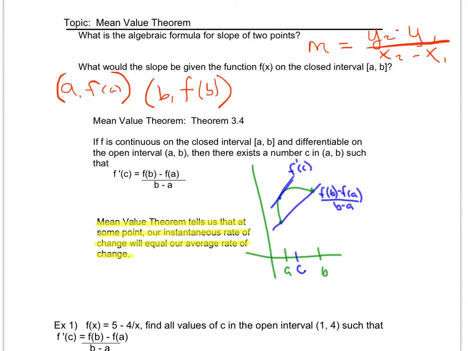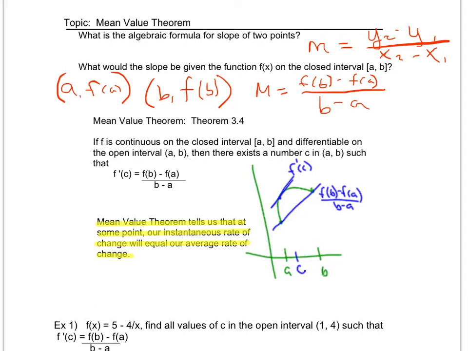So now instead of calling it x1, y1, and x2, y2, notice now I have a and f of a and b and f of b. Notice I could still find my slope from this using my y2 minus y1 over x2 minus x1 formula. Instead it would look like f of b minus f of a all over b minus a. Well, that's exactly what the mean value theorem says.